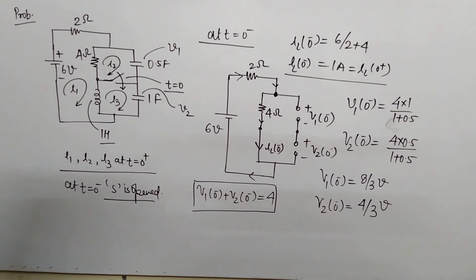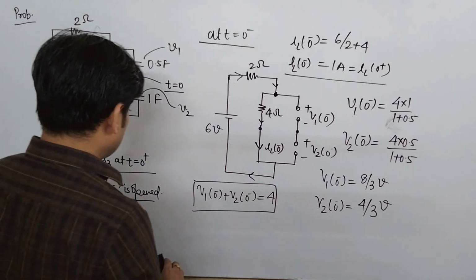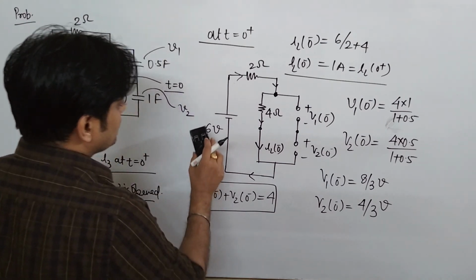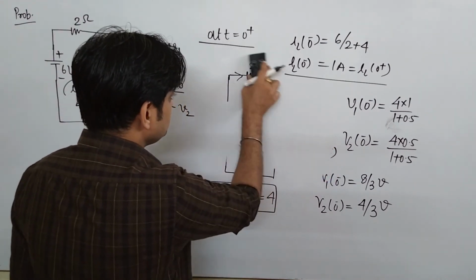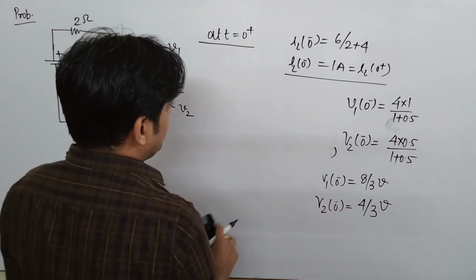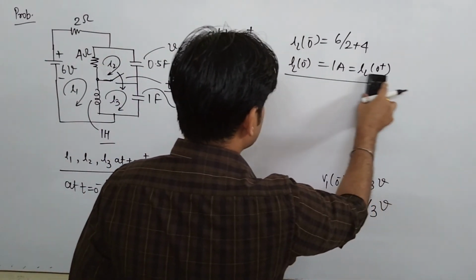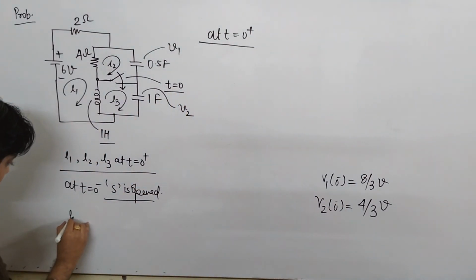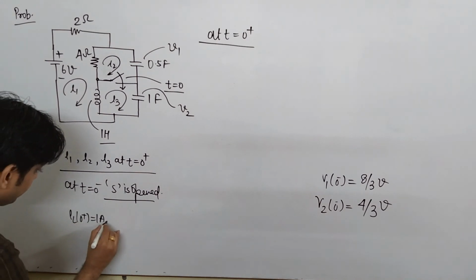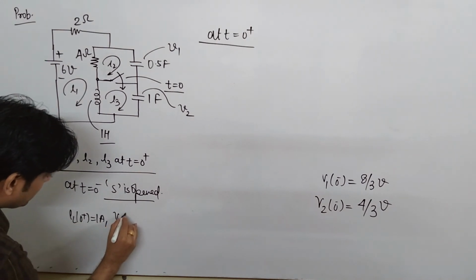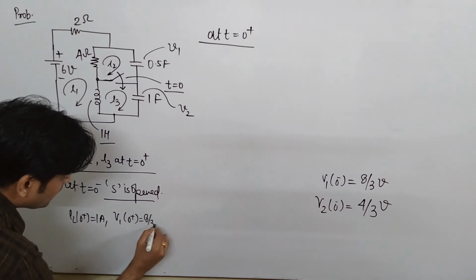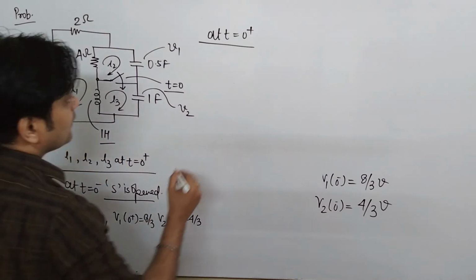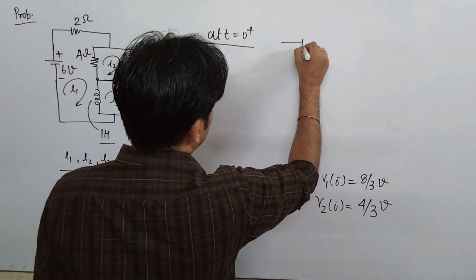So finally we identified that our capacitor and inductor are energized by so and so voltage. Now what I will do is redraw this circuit at t equal to 0 positive. Now see. When I draw this circuit at t equal to 0 positive, here I should write the value IL 0 positive as 1 ampere, V1 0 positive as 8 by 3, and V2 0 positive as 4 by 3, because these values are useful here.